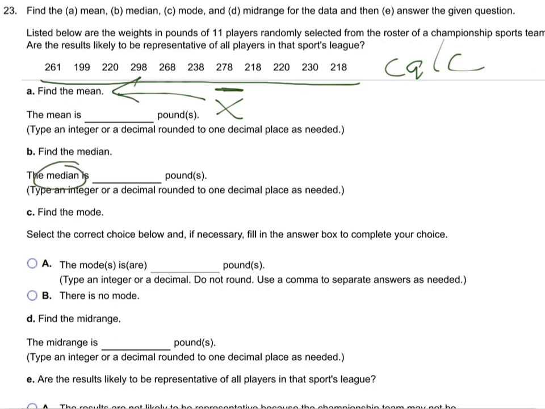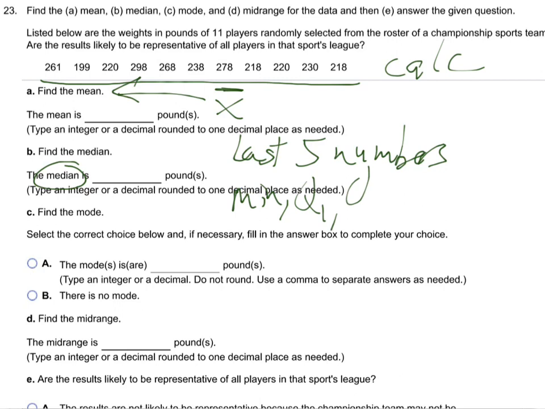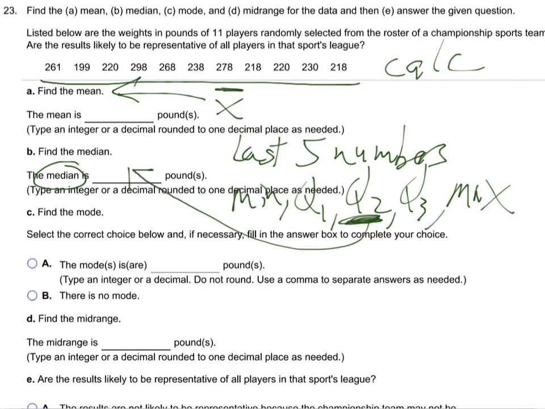And the median is actually also on that list. Remember the 5-number summary? It's the one in the middle. When you go down those last 5 numbers that we just talked about, it's min, Q1, Q2, Q3, and max. Well, Q2 is the median.